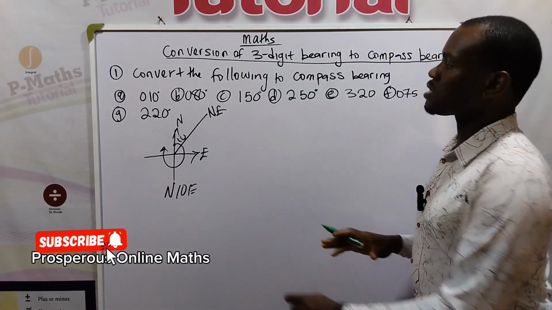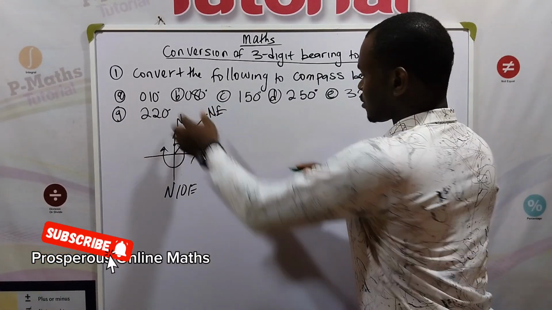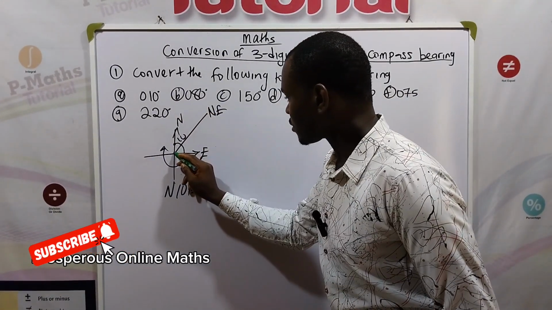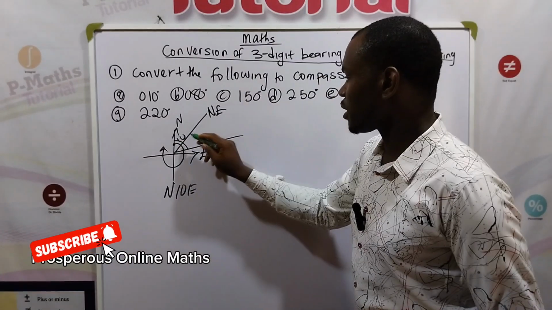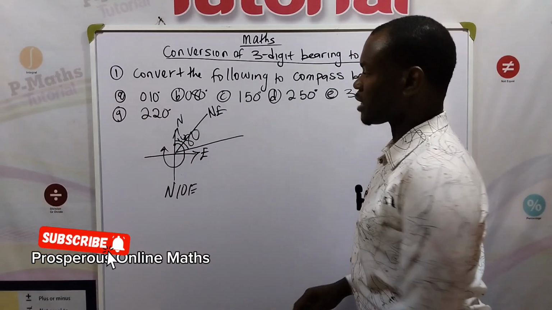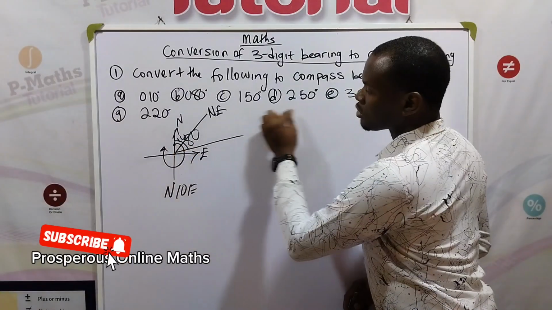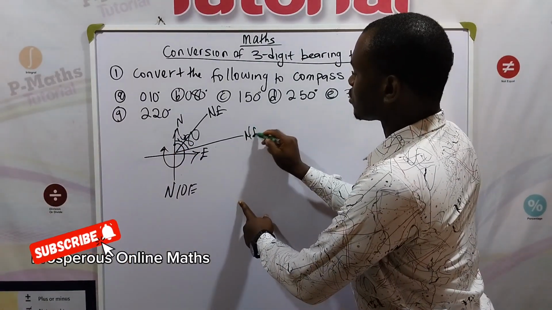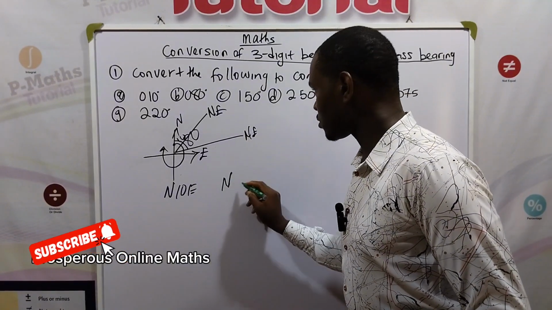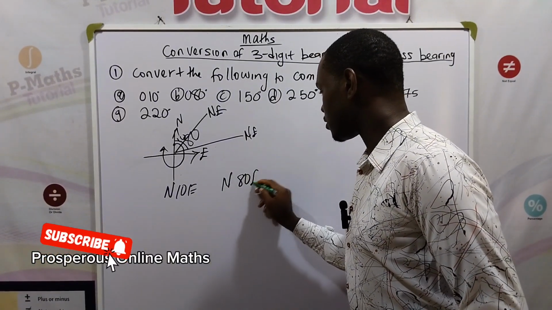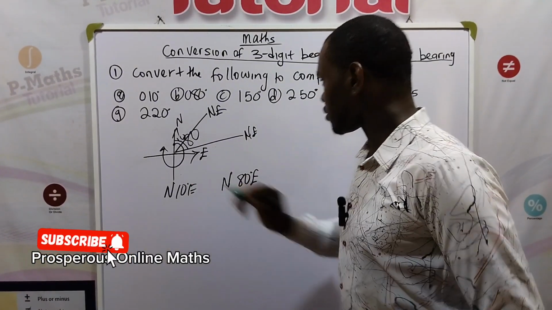That's all. The same thing applies to 080 degrees. 80 degrees can be located somewhere around here because the more you go, the more it expands. So here is 80 degrees, and that is located on the northeast. So we simply write the second one as what? North 80 east, not 80 degrees east.